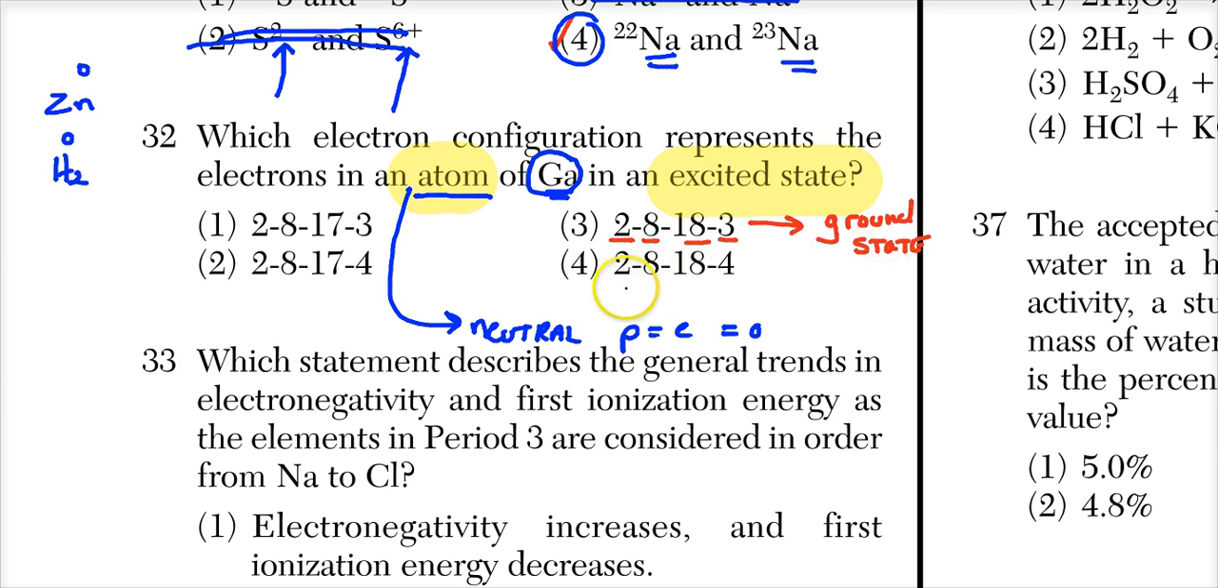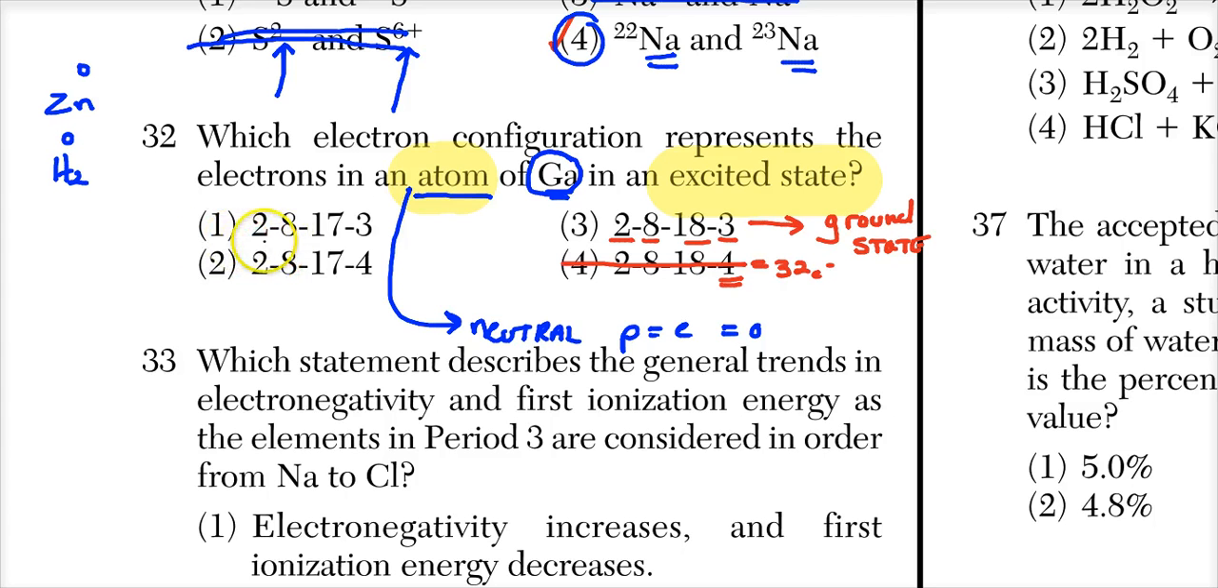Now, if you look at choice 4, this is also the ground state, but it has one more electron. So if it's an atom, this would not be gallium. This would be germanium, atomic number 32. This has 32 electrons, right? So this would be the ground state of germanium. So 4 cannot be a choice. Now, if we look at choice 1 and 2, we see electrons going out of order.